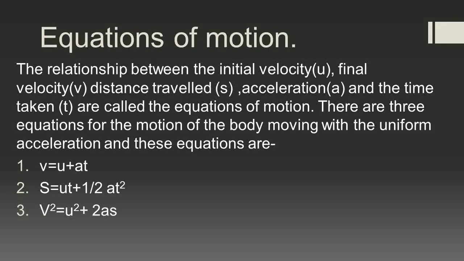The second equation is s is equal to ut plus half at square, where s is the distance traveled by the body moving with uniform acceleration, u is the initial velocity of the body, and t is the time. Now the third equation is v square is equal to u square plus 2as. Clear? Where v is the final velocity, u is the initial velocity, a is the acceleration, and s is the distance.